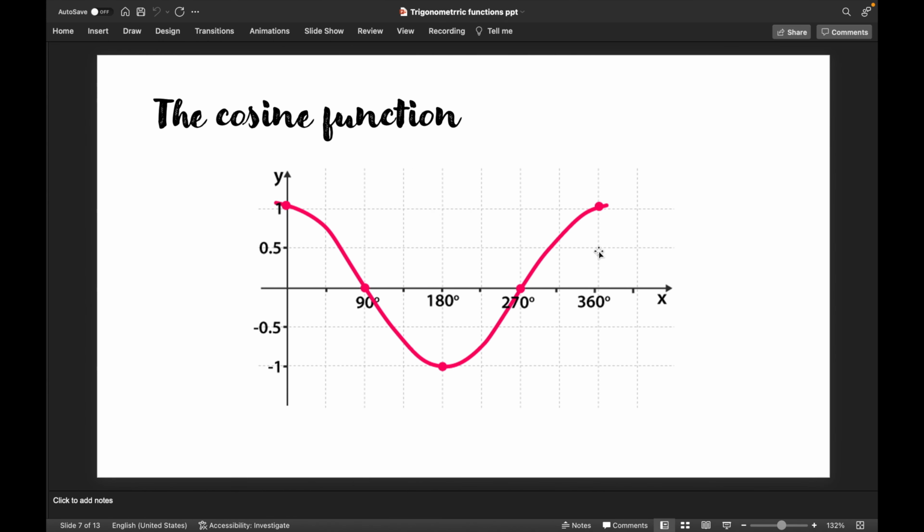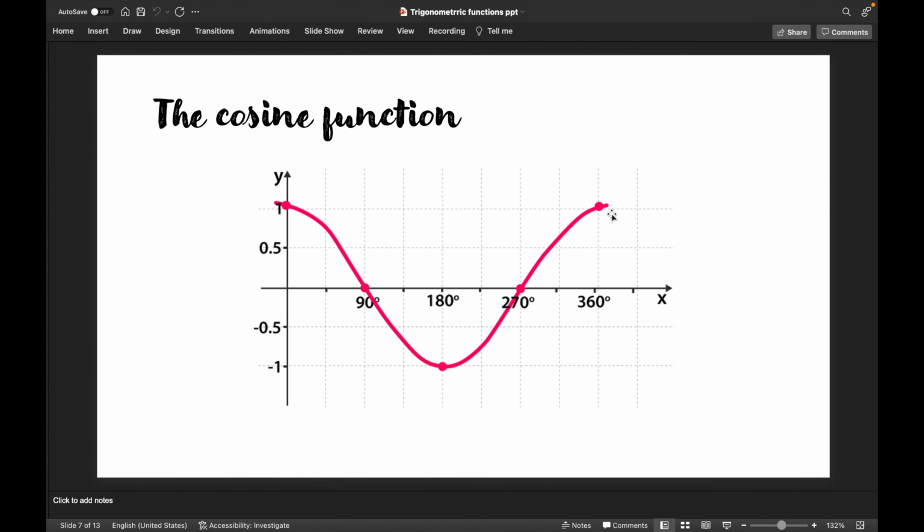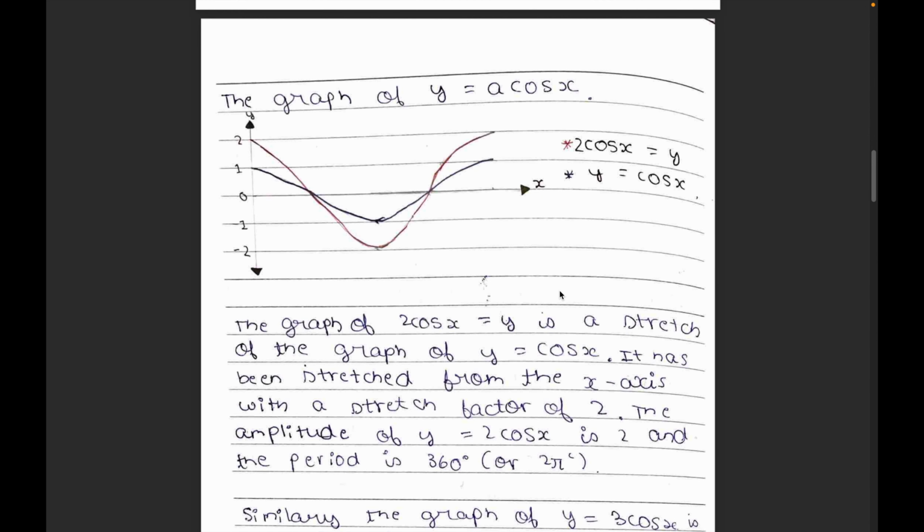So the amplitude for this would be 1 because this is the principal axis and the maximum occurs at 1. So the amplitude here also is 1 because negative 1, 0. Anyways, let's move on. Then the basic cosine function has an amplitude of 1. As you can see in the graph, it has an amplitude of 1. I'm just going to brush past this really quickly because we've already done something very similar with sin x.